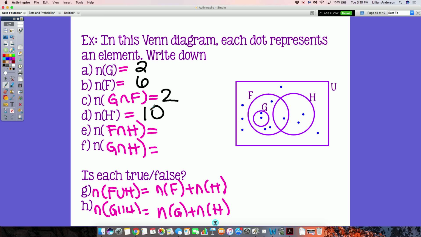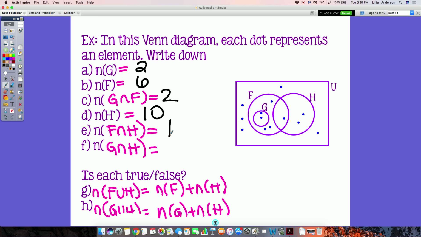The next one, I'm looking for the number that's in F intersection H. Exactly, there's only one that's actually an intersection between F and H. Any questions up to here?